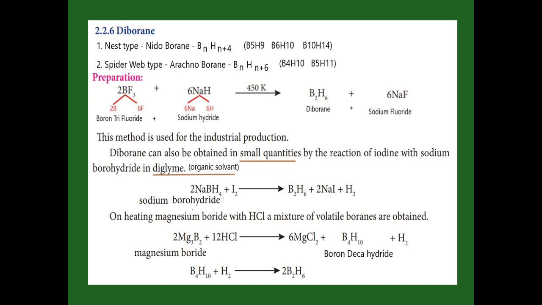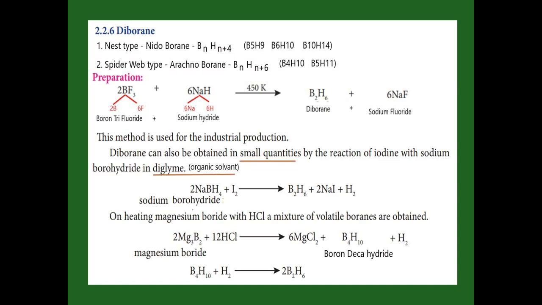Then if we have to produce it in small quantities, we can use the following reactions. First reaction: sodium borohydride is reacted with iodine in diglyme. Diglyme is an organic solvent. It gives B2H6, that is diborane, along with sodium iodide plus hydrogen. So this is one of the reactions to get diborane in small quantities.